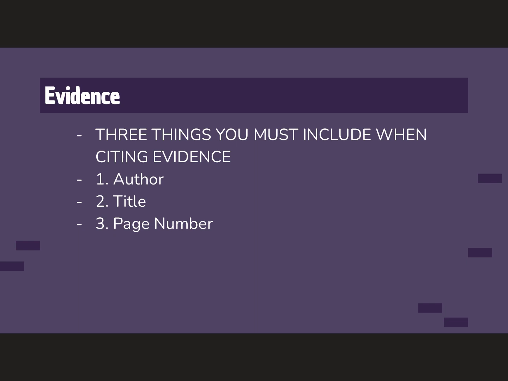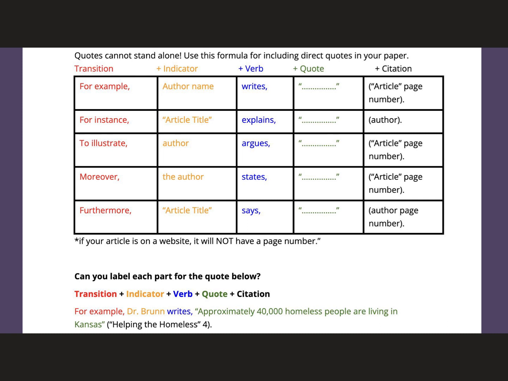Now, toward the top of your paper, I want you to write out these 3 things just anywhere on it, because every single time that you include evidence, you have to include these 3 things: the author, the title, and the page number. If there is no page number, obviously you don't write it, but there will always be an author and title.